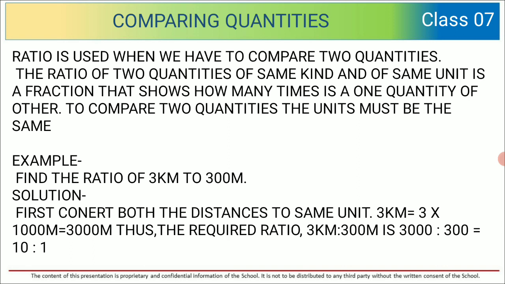Let's see one example. Find the ratio of 3 kilometers to 300 meters. As per the rule, children, we first need to bring both the quantities to the same unit. So first convert both the distances to the same unit: 3 kilometers is equal to 3 into 1000 meters, which is 3000 meters. Thus the required ratio, 3 kilometers to 300 meters, is 3000 meters to 300 meters, and then easily you can get the ratio 10 is to 1.